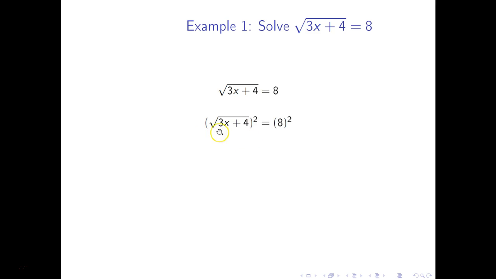Well, if you square this side over here, remember what's going to happen. Hopefully you're saying it's going to make the square root go away, and I'm just left with 3x plus 4. That's nice. Well, 8 squared is 64. Okay, let's just solve for x. Go ahead and pause the video and solve for x.